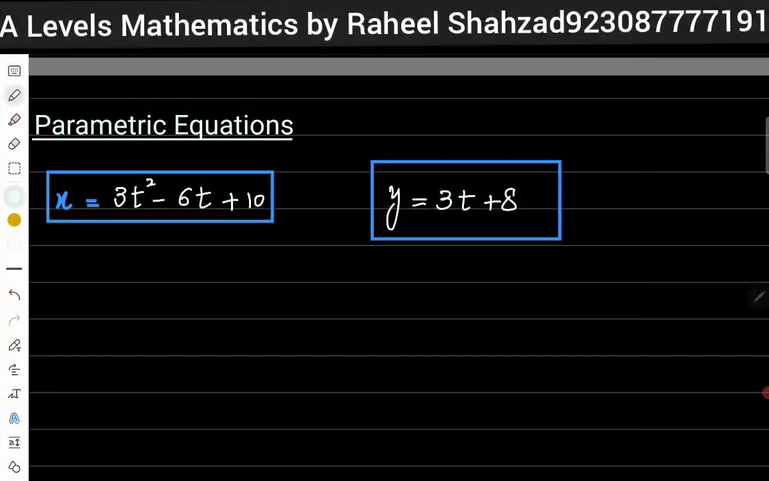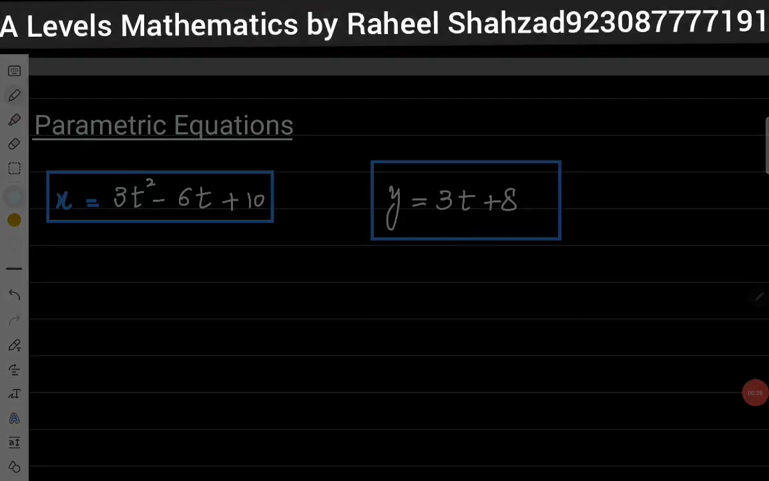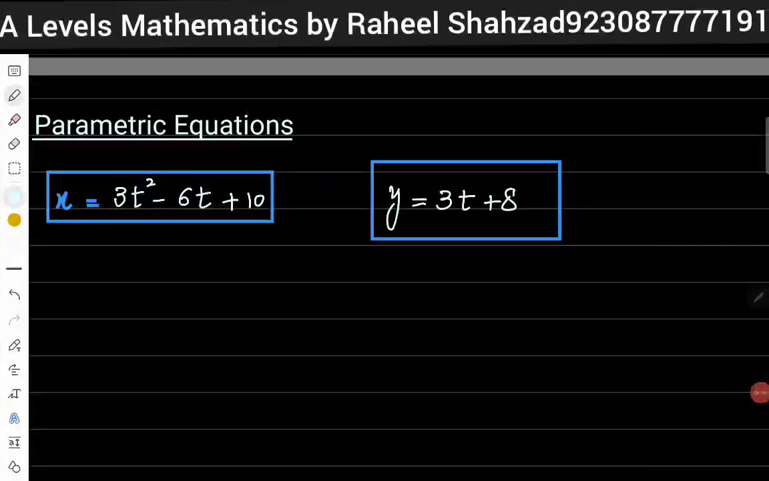Earlier, especially in differentiation, we used to find dy by dx, the change in y with respect to x. Sometimes curves are defined parametrically. What do we mean by this? x and y are dependent on some parameter t, and they are expressed in terms of t. So x is equal to 3t squared minus 6t plus 10 and y is equal to 3t plus 8.